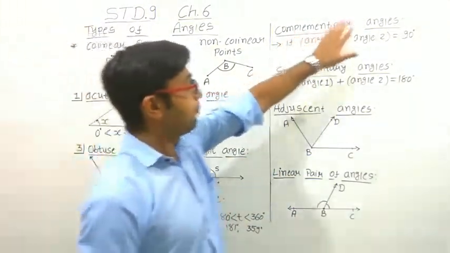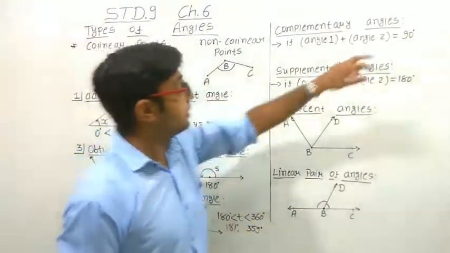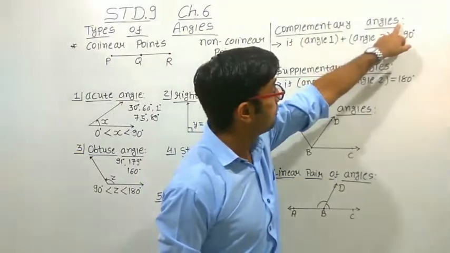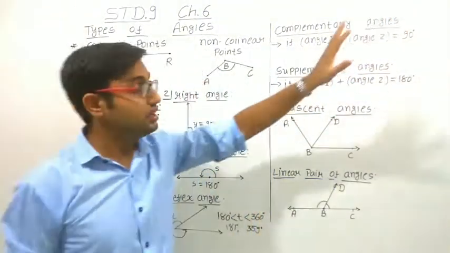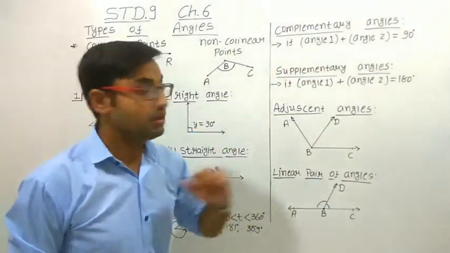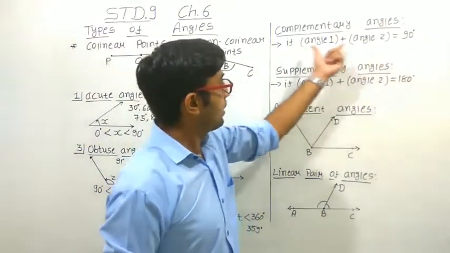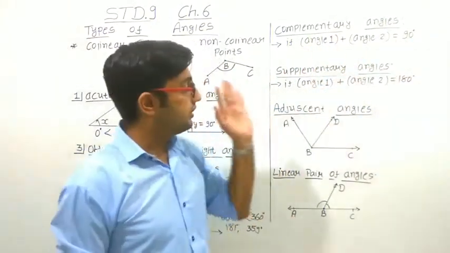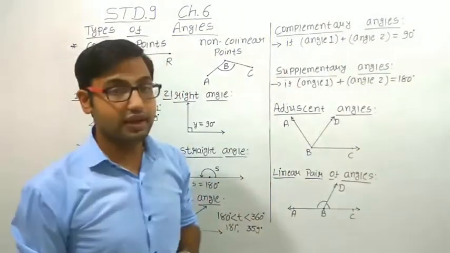First one is complementary angles. Now, what is a complementary angle? See here, the plural word is used, not one angle, angles. That means this terminology is related to two angles. If the addition of the two angles is equal to 90 degrees, then those two angles are called a pair of complementary angles.